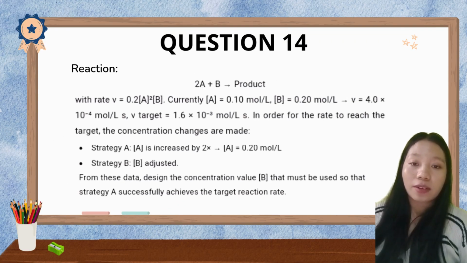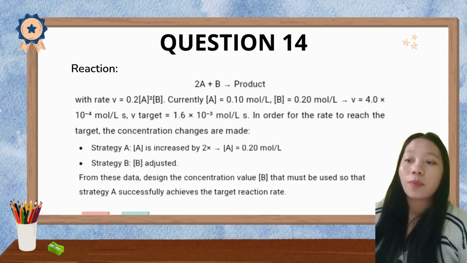Let's start with question number 14. Question number 14, reaction 2A plus B produces product with rate V equals 0.2 times concentration A squared times concentration B. Currently, concentration A equals 0.10 mole per liter, concentration B equals 0.20 mole per liter, and V equals 4.0 times 10 raised to minus 4 moles per liter second. And V target equals 1.6 times 10 raised to minus 3 moles per liter second.